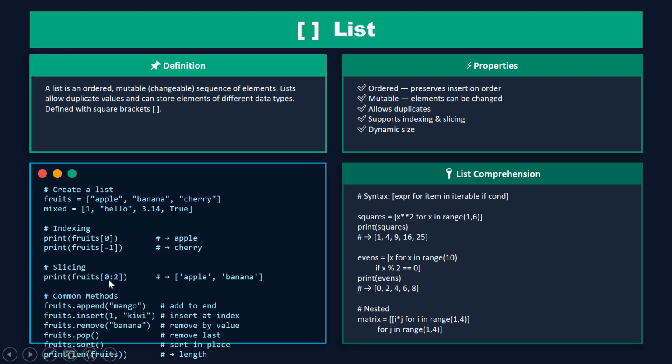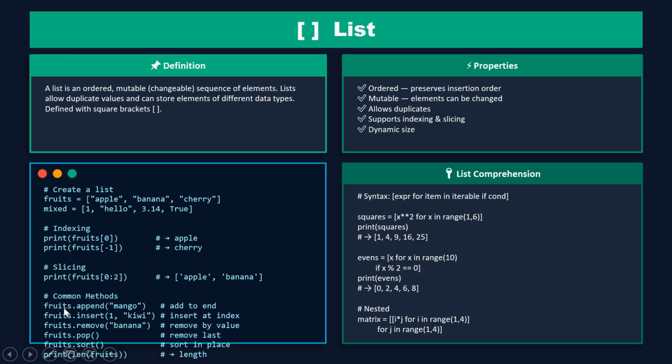Slicing means I want the elements from fruits[0:2]. What is the meaning of 0:2? In total how many elements do we have? Three elements. So it gives me elements between 0 and 2. At the 0th index we have apple, and at the 1st index we have banana, and the 2nd index will not be considered, it is excluded. So 0:2 gives the 0th index value and the 1st index value. 2 will not be considered. That is called slicing.